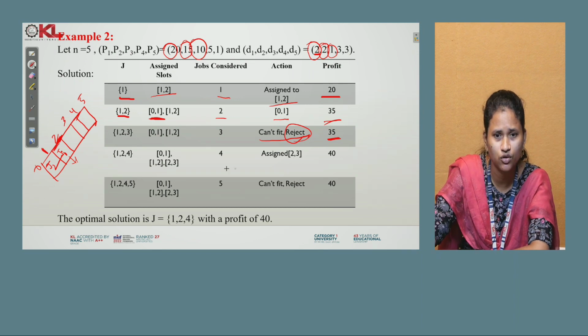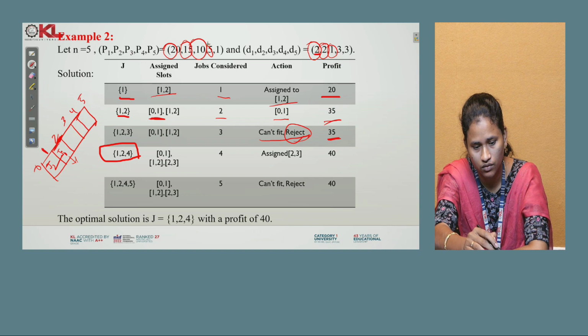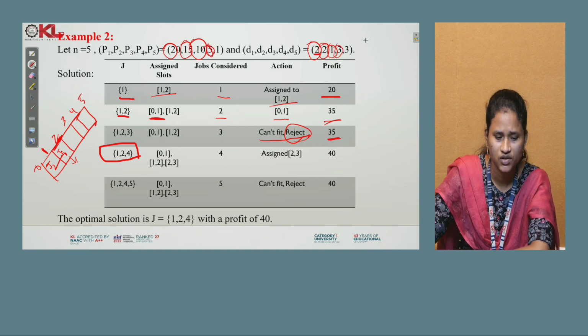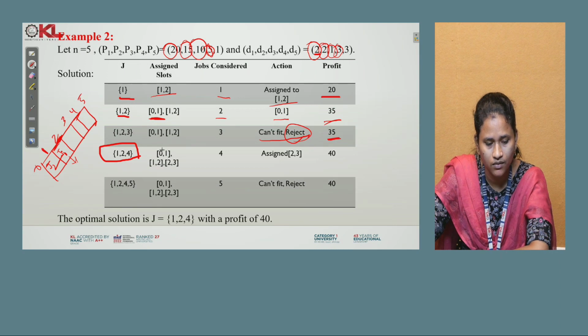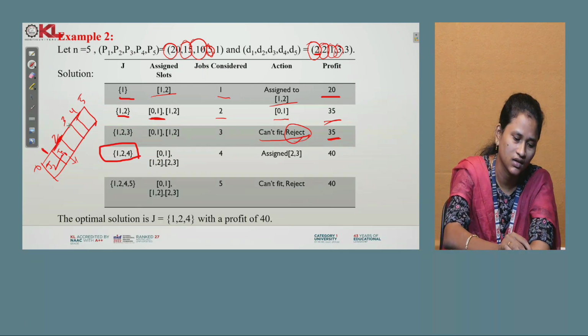Like this we have to do the next one, 1 to 4. So why are we not taking 3? Because 3 was rejected, we cannot place it in this order. So the next job is 4. For job 4, what is the profit value? 5 and the deadline value is 3. So 5 and 3 here. The deadline is 3, so directly you can go to 3, and the left side part is free.